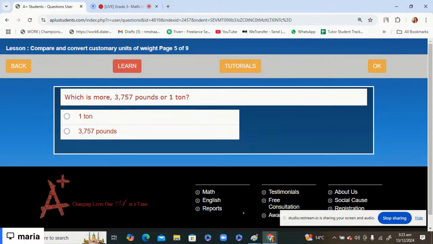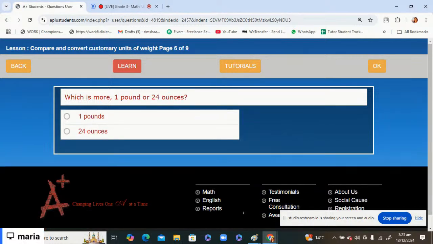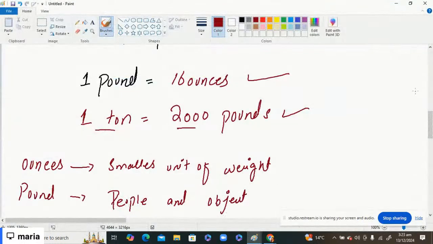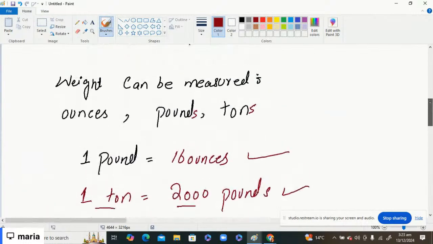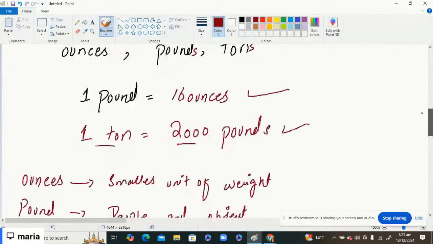So the pound is greater as compared to the tons. Okay. Hope you guys understand this lesson. I'm going to repeat this lesson again now. Here are the weights. So the weight can be measured as ounces, pounds, or tons.